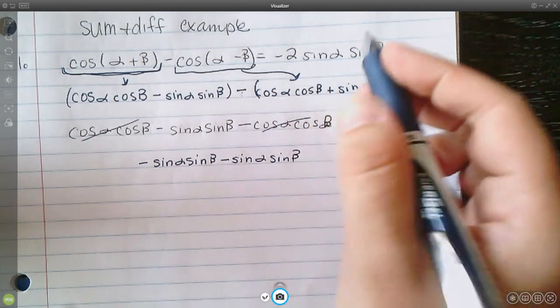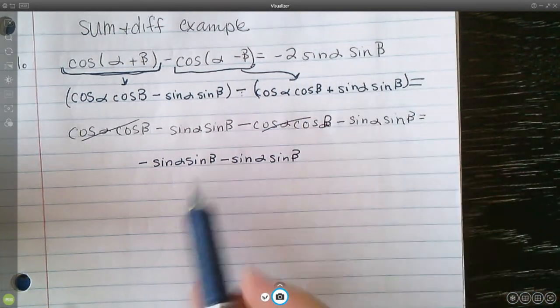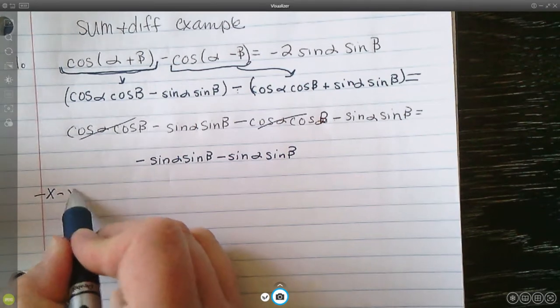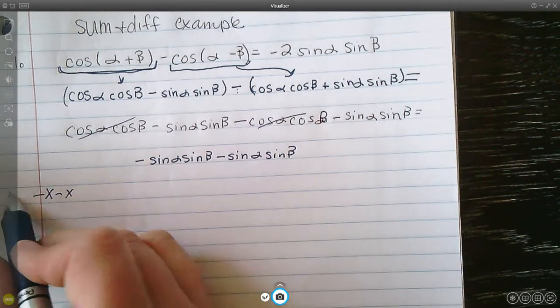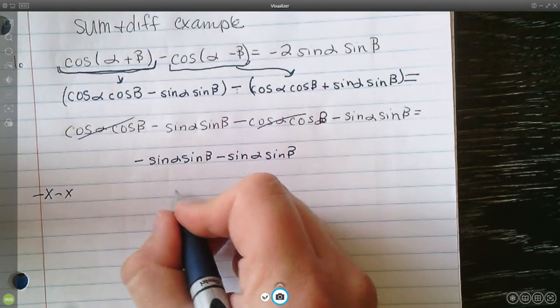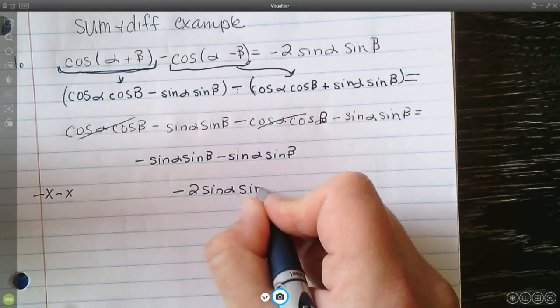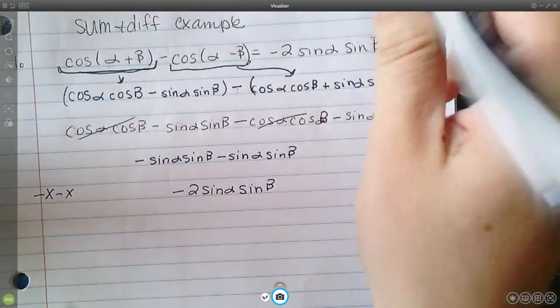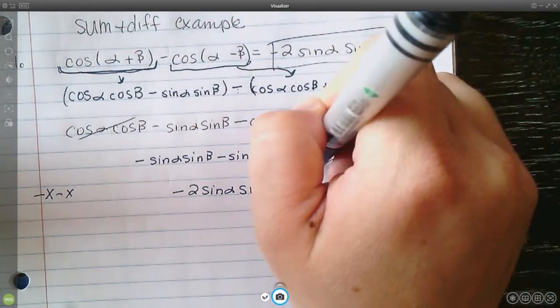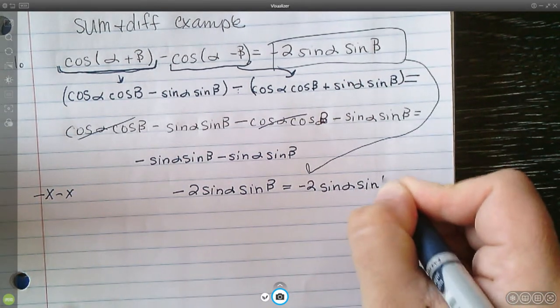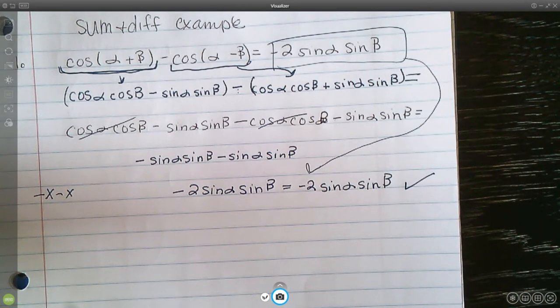And then we want this to equal this up here. Okay, so this is similar to negative x minus x. That's the same as saying negative 2x. So this is the same as saying negative 2 sine alpha sine beta. And then I can take this, bring it down. So that equals negative 2 sine alpha sine beta. Done. So the sum and difference identities, really you just take your angles and you plug them in, and that's about it.